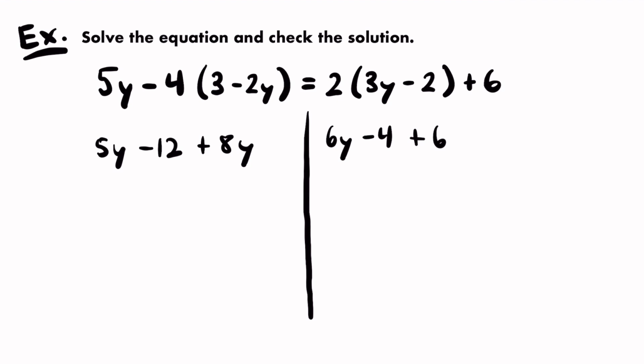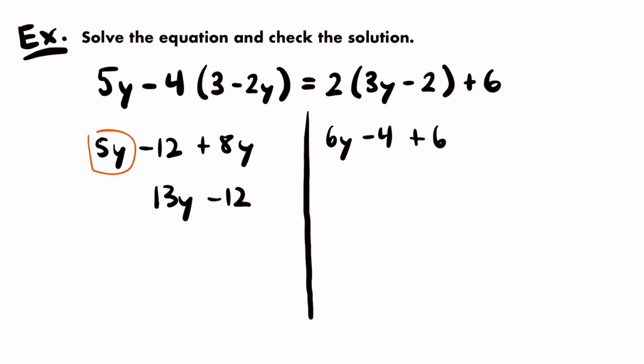The next thing we want to do is simplify by combining any like terms. Notice that on this side of the equation, we have two terms involving y, right? 5y and 8y are like terms. They have the same variable part. So we can combine their coefficients and get 13y, but then don't forget about the -12 there.